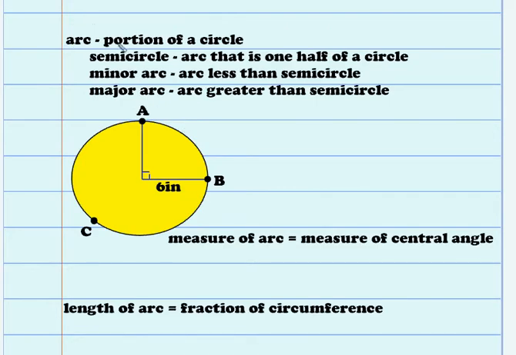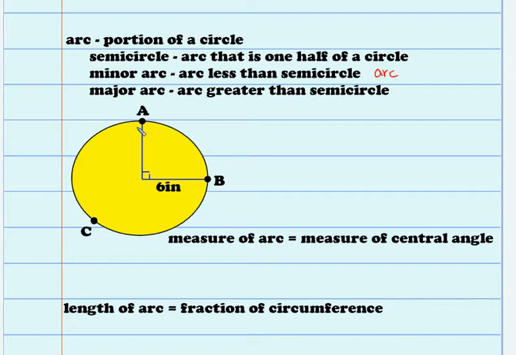Okay, now an arc is a portion of a circle. A semicircle, we just talked about that. That makes an arc that is 1/2 of a circle. The minor arc is an arc that is less than a semicircle, and a major arc is an arc that is greater than a semicircle. And we can write them as arcs.